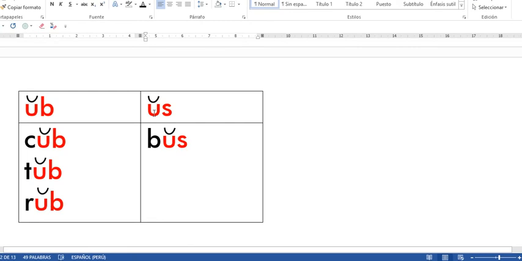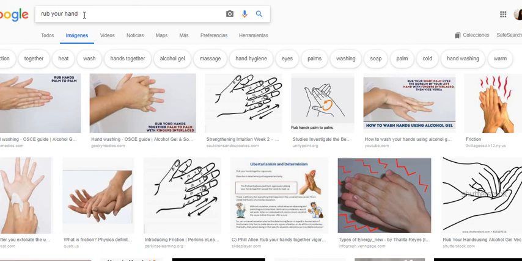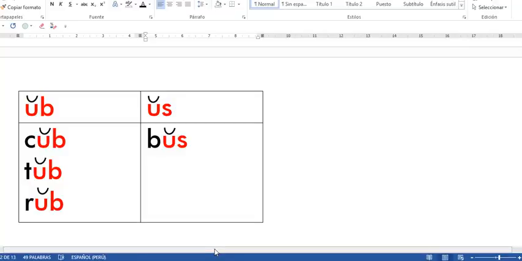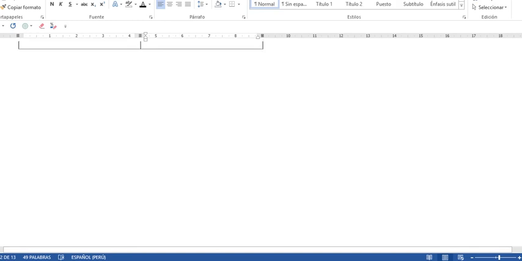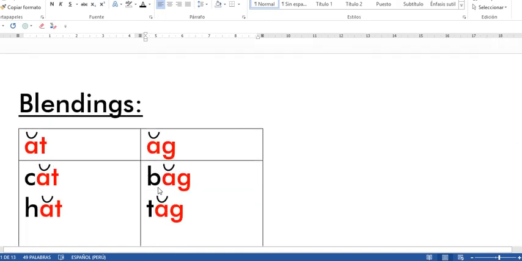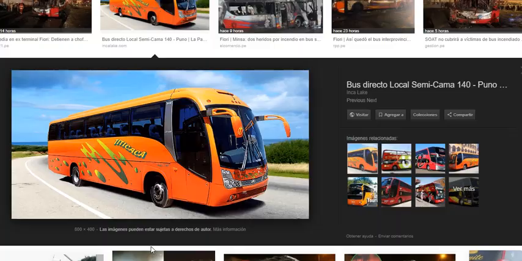Okay, finally we have got us, us, us with b. It is b, us, bus, bus. And you can see the vocabulary here using Google. Bus, bus. Okay, practice everyday practice. Okay, you can repeat the video and then we can practice.